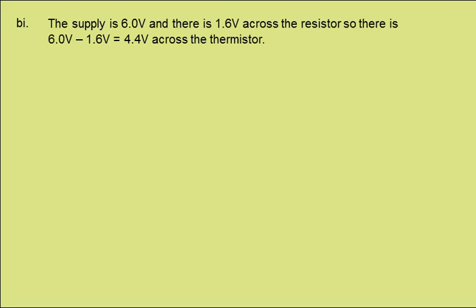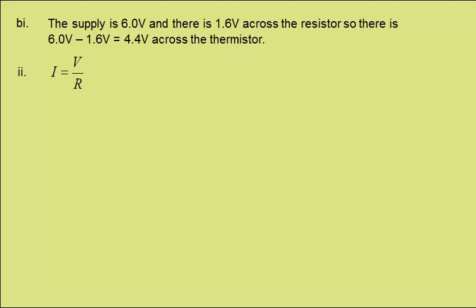In part 1, we need to find the potential difference across the thermistor. Well, the supply is 6 volts, and there is 1.6 volts across the resistor, so there will be 6 minus 1.6, which is 4.4 volts, across the thermistor. In part 2, we need to find the current in the circuit.